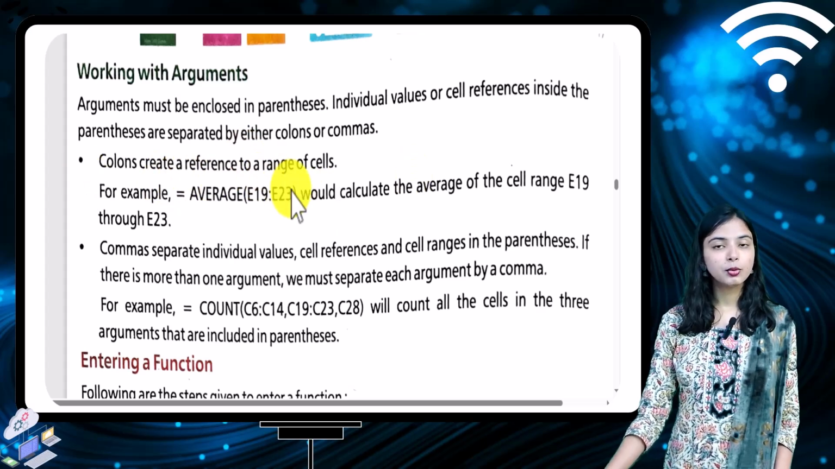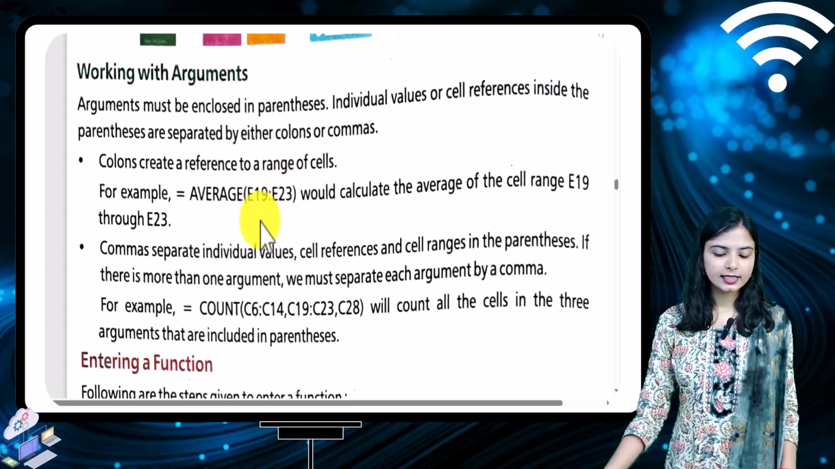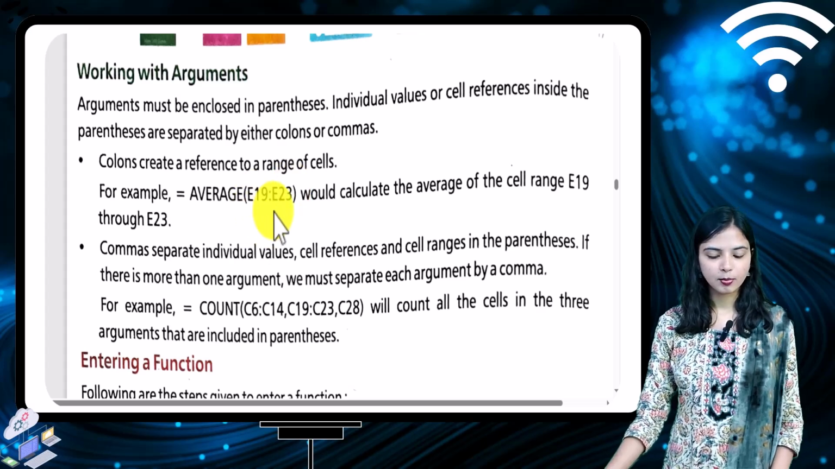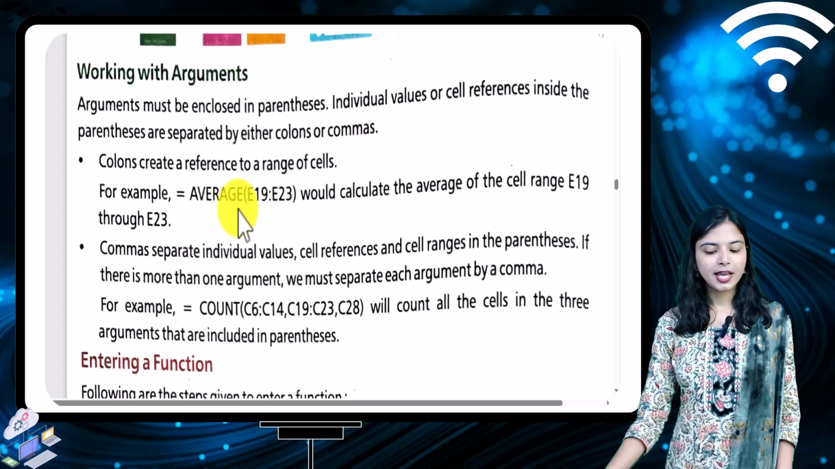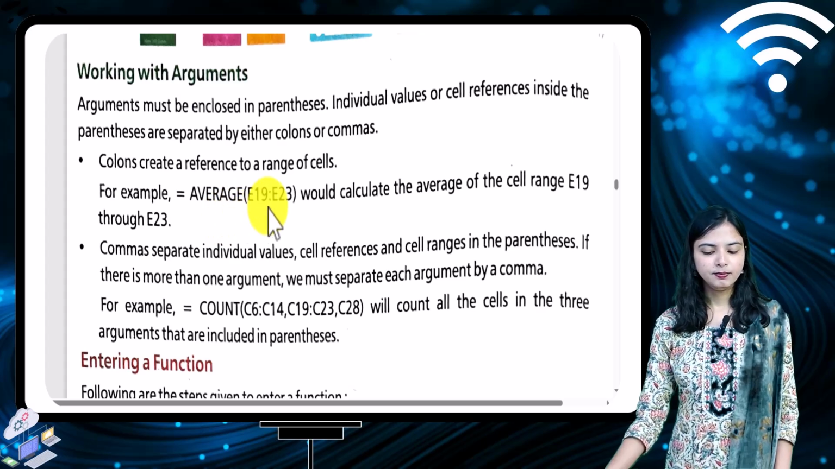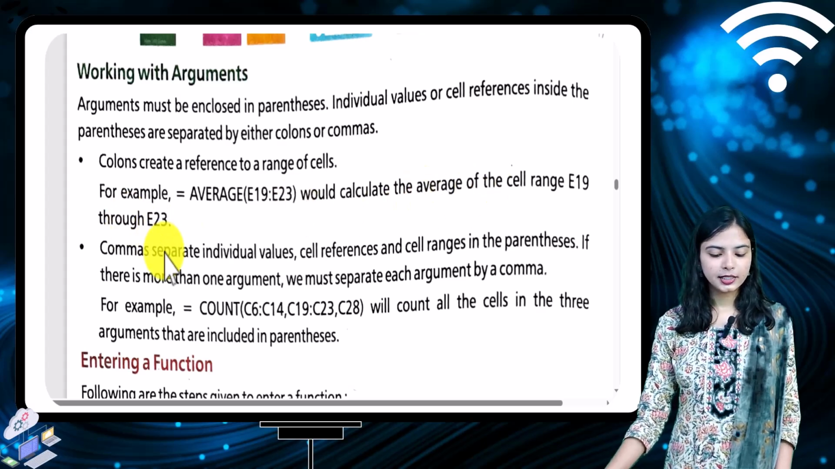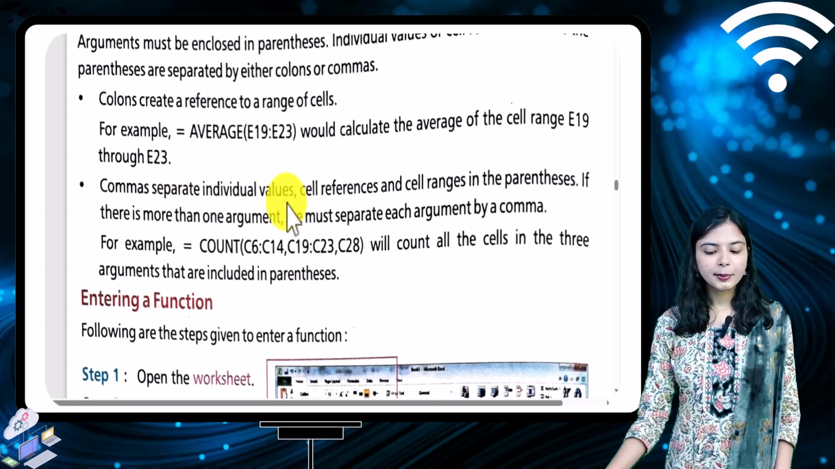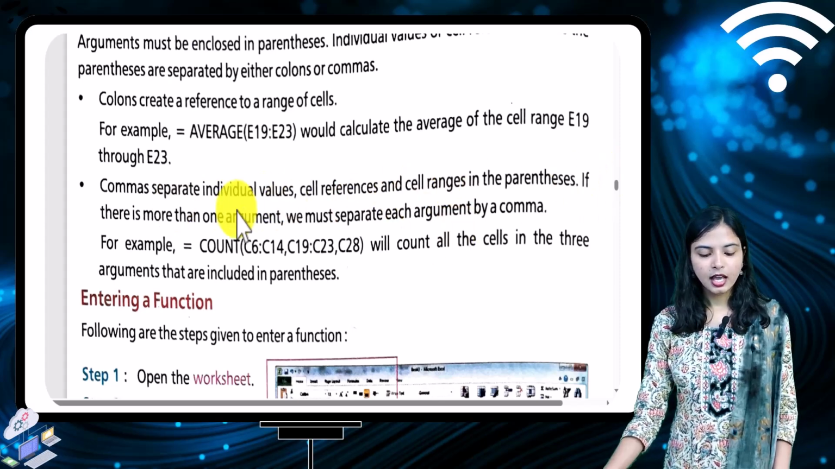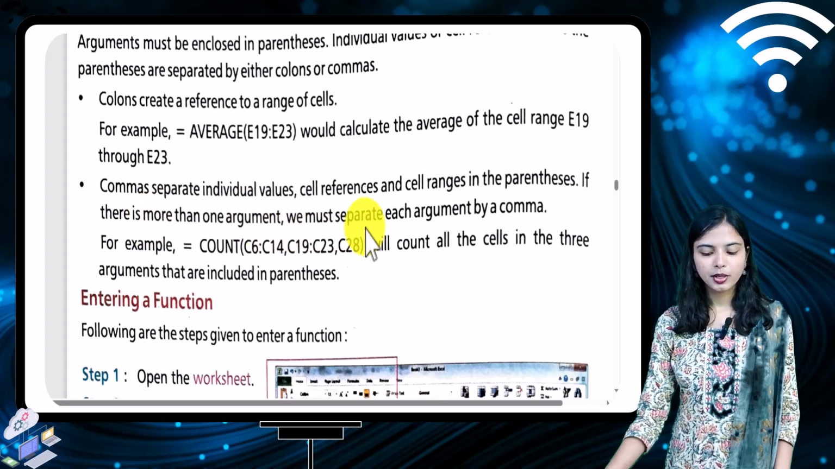अब colon क्यों create होता है? range set करने के लिए कि जैसे कि E19 से E23 तक आपको calculation करनी है. For example, average of E19 colon E23 would calculate the average of the cell range E19 through E23. Okay students, commas separate individual values, cell references and cell ranges in the parentheses. If there is more than one argument, we must separate each argument by commas.